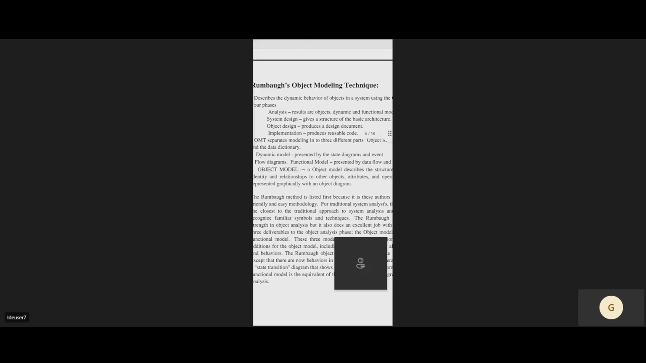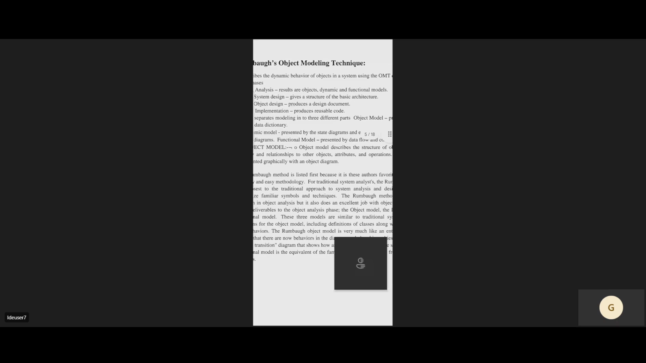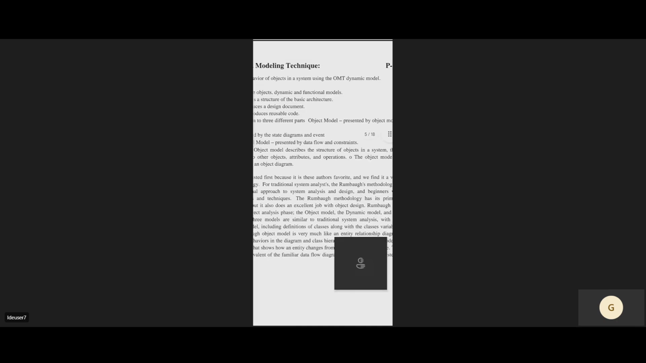So the dynamic model is presented by the state diagram and the event and flow diagrams, the functional model is presented by the data flow and constraints, and the object model describes the structure of objects in a system, their identity and relationships to other objects, attributes, and operations. The object model is represented graphically with an object diagram. We know about the object diagram.